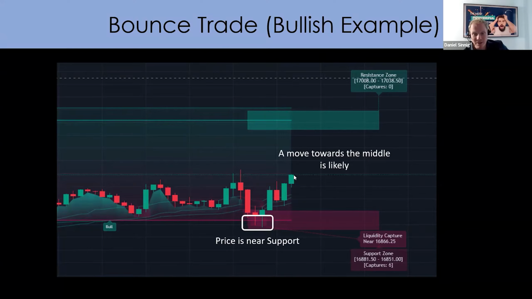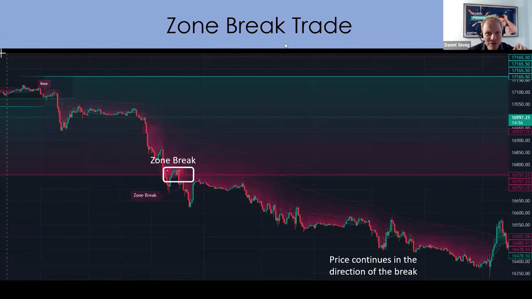A beautiful setup. One of my favorite ones, because in such a setup, we can put our stop very nearby, just below the support zone, in the anticipation that price will not be able to penetrate it and bounce into the upwards direction instead. Beautiful setup. Here's another example. We call this the zone break setup.